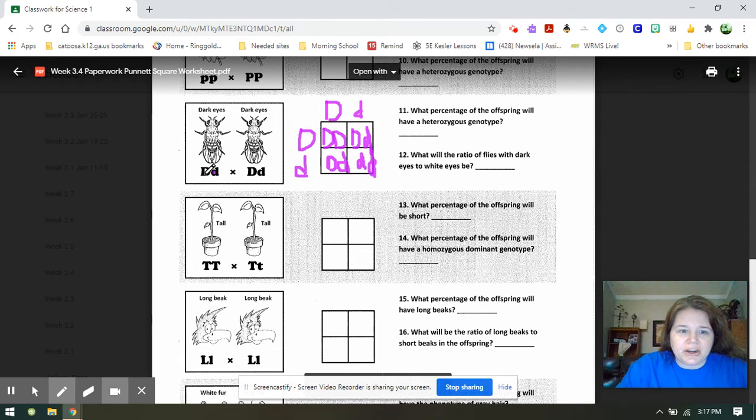Dark eyes, remember, are going to be capital because anytime you have a heterozygous or a capital allele, it's going to pull that dominant trait.